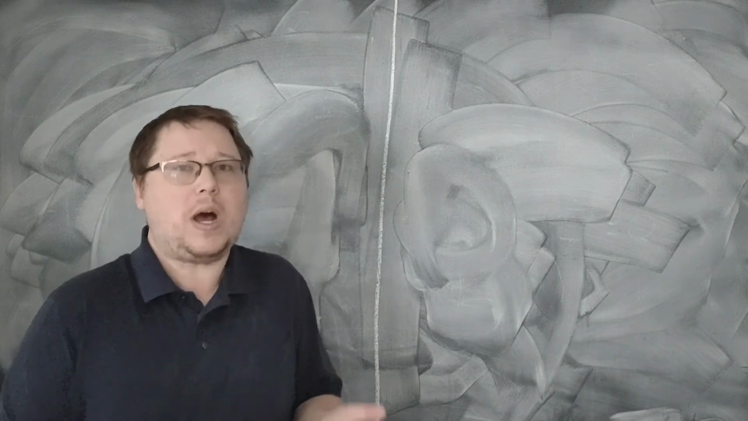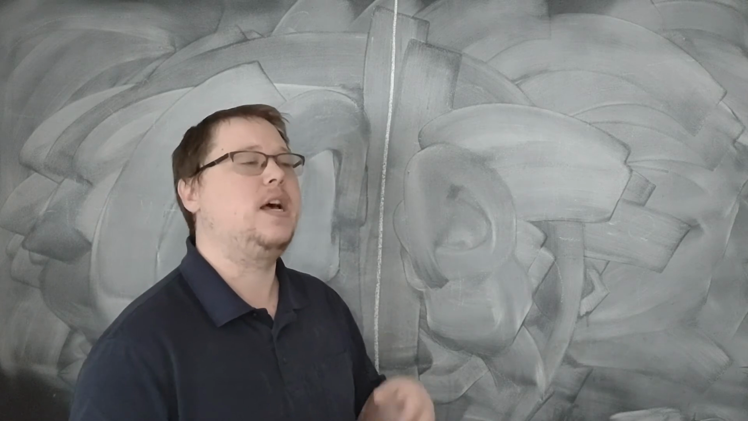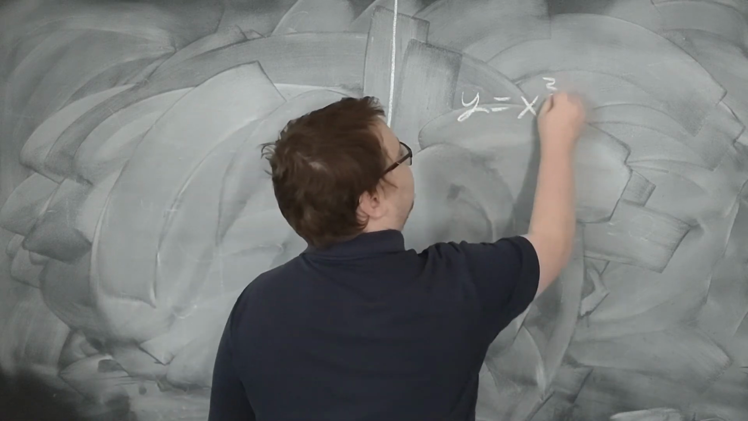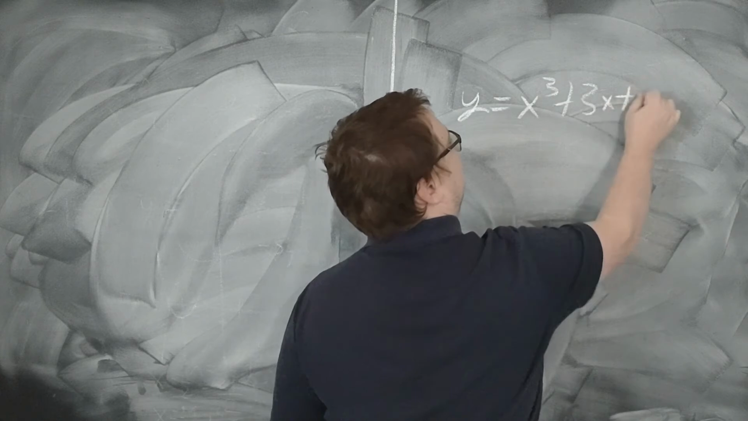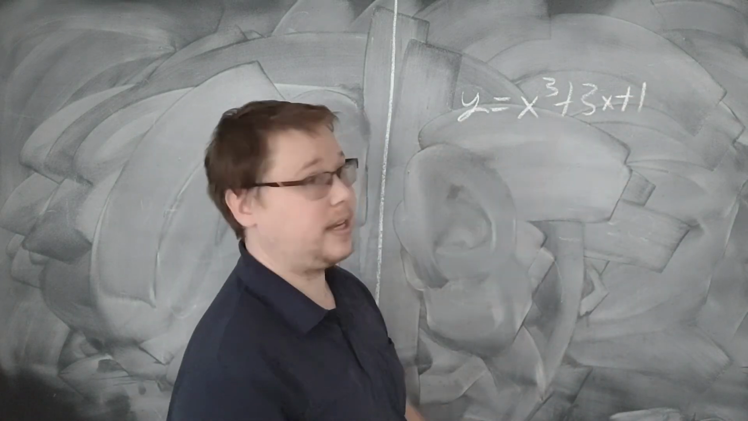So to start with, what is a polynomial? A polynomial is anything that has a positive whole number as a power for x. As an example, we have y equals x cubed plus 3x plus 1. That is a polynomial, specifically a cubic.